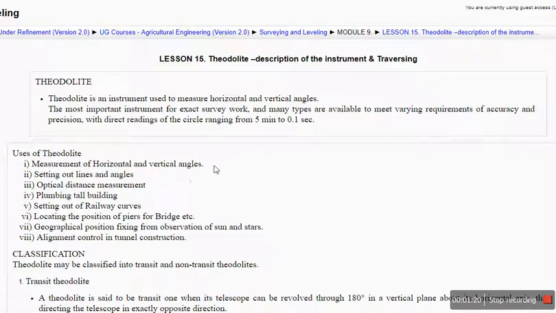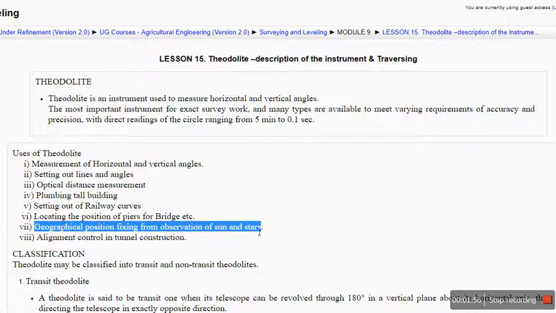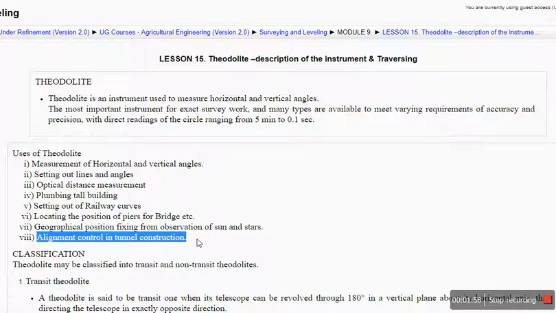The main uses of the theodolite are to measure horizontal angles, vertical angles, and also to set out lines and angles. We use the theodolite for optical distance measurement; we call that a tachymeter. Then we plumb tall buildings, to check whether the building is plumb or not. Then we set out railway curves, and we exactly locate the position of piers by using angles. Then GPS point fixing using sun and stars, and tunnel construction also uses it. So the theodolite has wide applications. The theodolite along with the compass and the chain becomes useful in executing the works as per the drawings.